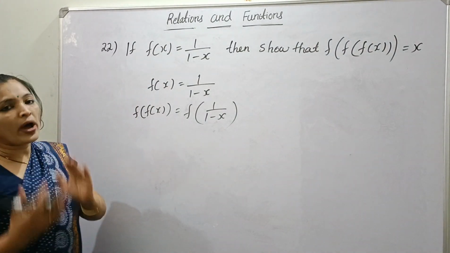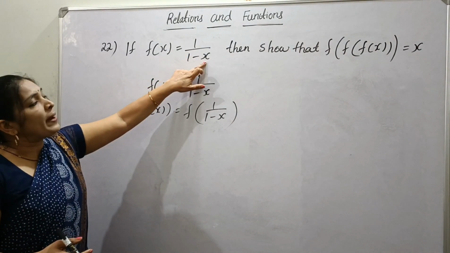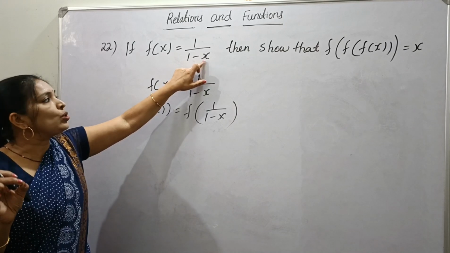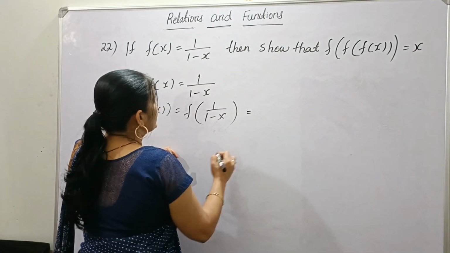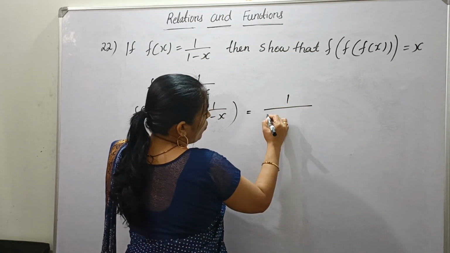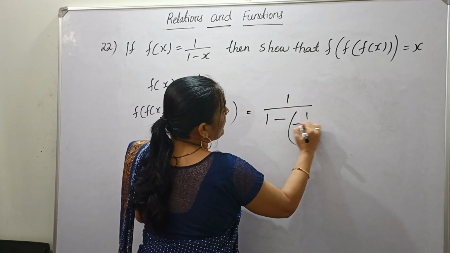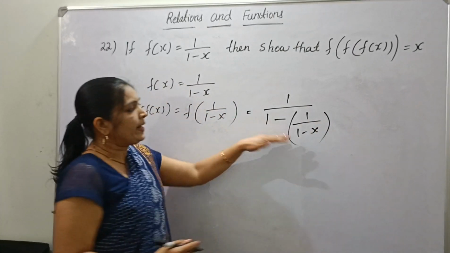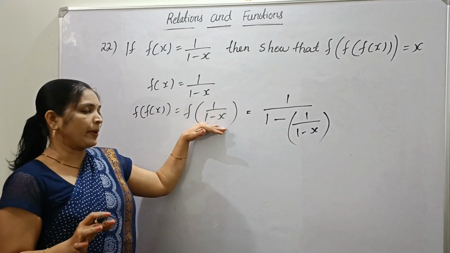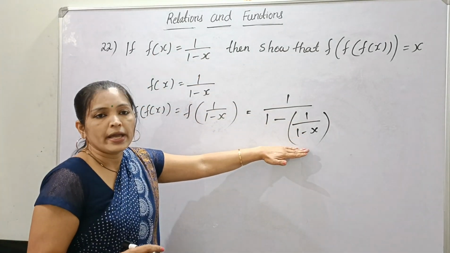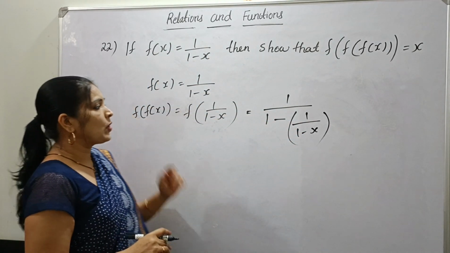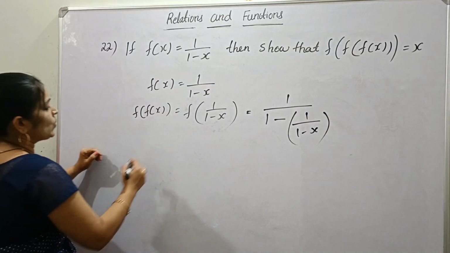What is f of 1 by 1 minus x? In place of x, we should substitute 1 by 1 minus x. Okay, that is 1 by 1 minus 1 by 1 minus x. It is f of f of x. Okay, if it is f of f of x, it is f of 1 by 1 minus x. Okay, now let us simplify this one.